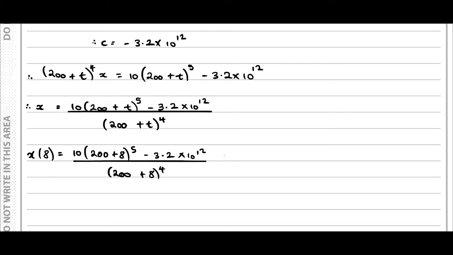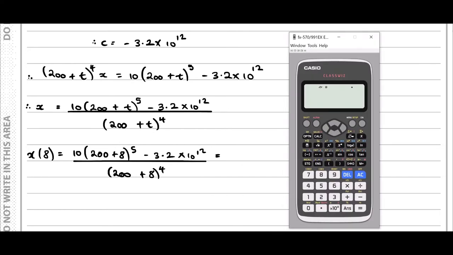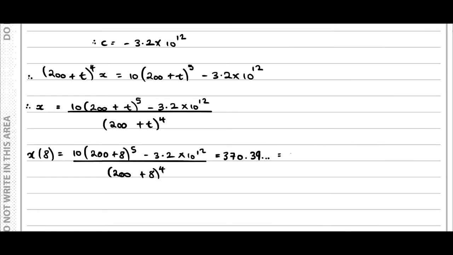So if we work this out, we have 10 lots of (200 plus 8) to the power of 5 minus 3.2 times 10 to the power of 12, over (200 plus 8) to the power of 4. We end up with a value of 370.39, etc. Of course, we have 370 grams to the nearest whole number.